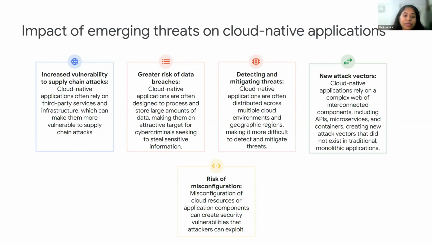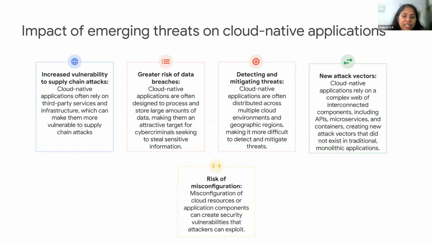Next is greater risk of data breaches. Cloud native applications are most often designed to process large amounts of data. Now, what is the benefit of the cloud? Scalability. You can store petabyte scales of data. So we're not talking about a few GBs or TBs of data, we're talking about petabytes of data. That means if somebody gets access to that data, it is a gold mine of information for them. They can sell that data, analyze it, get some information and use it. So there are different ways of leveraging that data because of the sheer scale of the data.